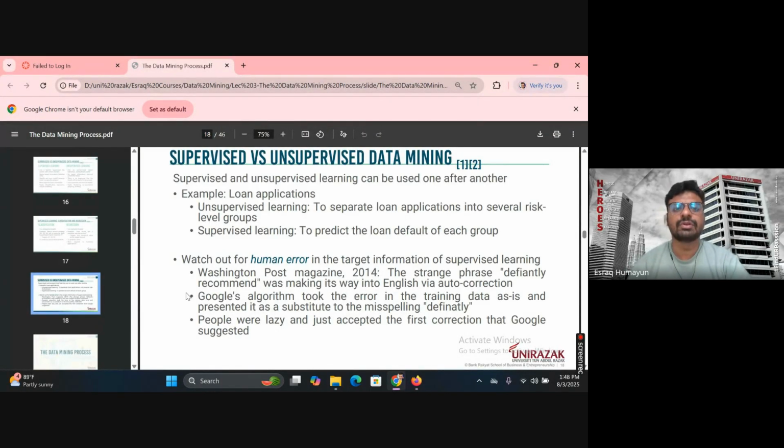So here you will see an example of watching out for human error in the target information of supervised learning. Washington Post Magazine 2014, the strange press definitely recommend was making its way into English by autocorrection. Here is an example of supervised learning regarding the training of a machine, an algorithm. So it was given an error. It was a past history, we don't need it. It's just an example of human error in supervised learning.